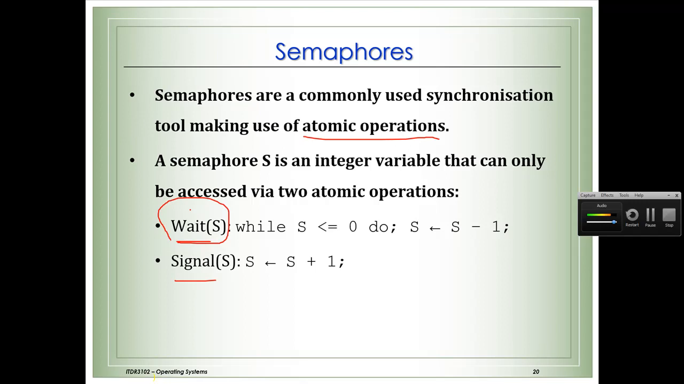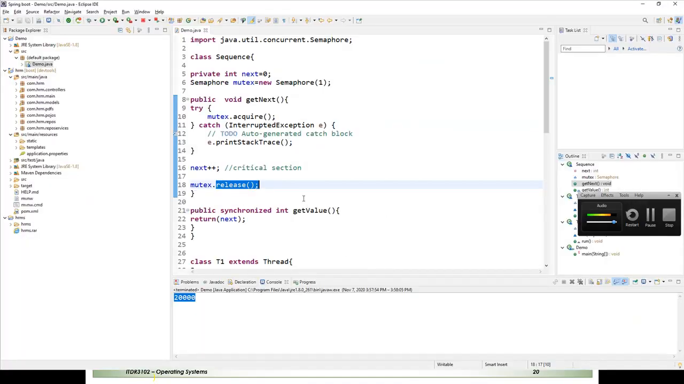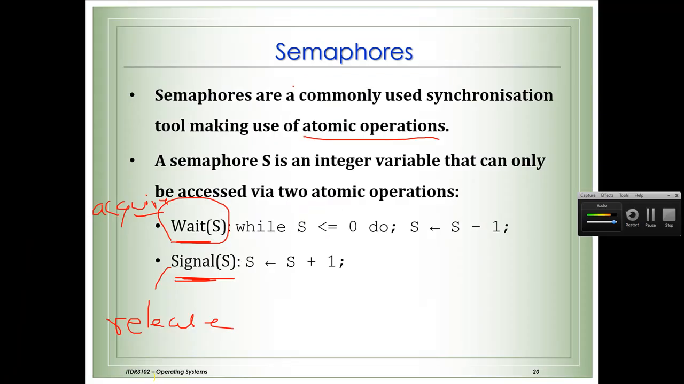So it has two atomic operations. One is called wait and the other is signal. Wait in Java we call acquire, and signal we call release. Correct? In Java. Clear? And also in a semaphore there is a variable used. You see here we give some value, the semaphore value actually. We pass this value through the semaphore constructor.